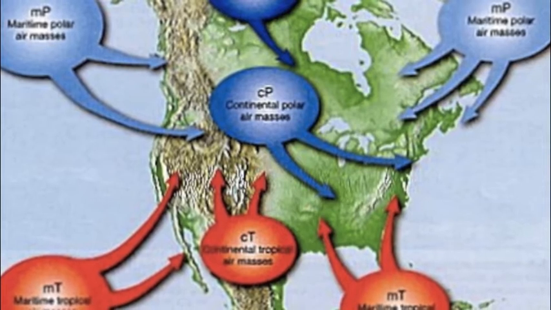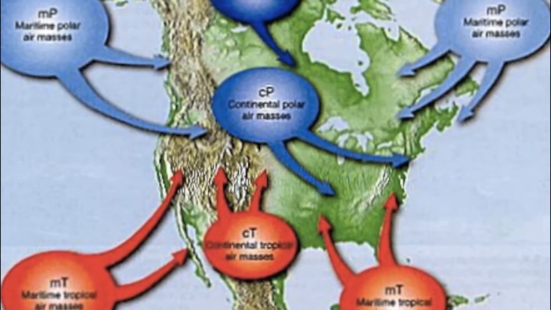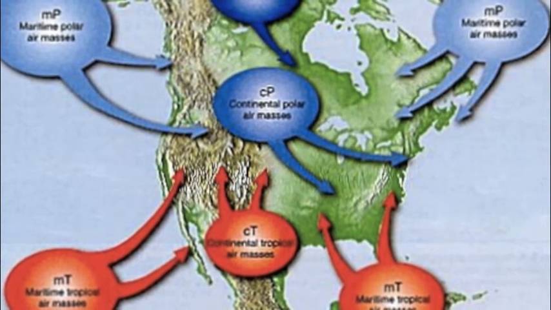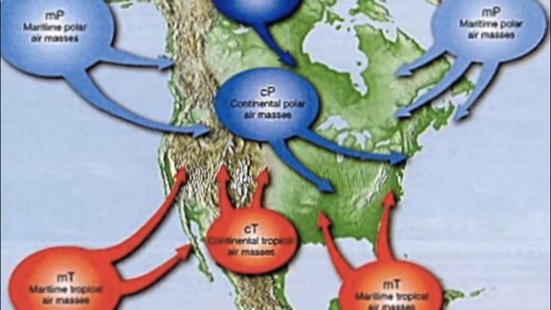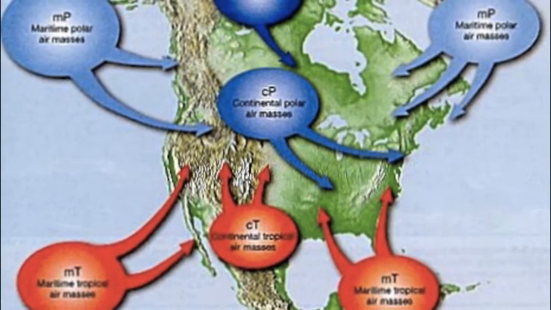In this picture, the first letter indicates the moisture content that is characteristic of the air mass. The second letter represents the temperature that is characteristic of the air mass.